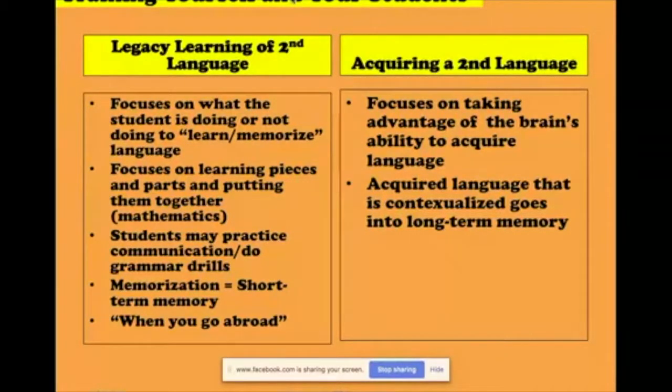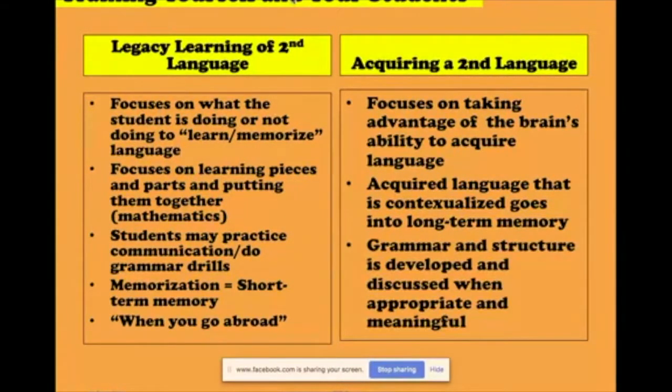Acquired language that is contextualized often goes into long-term memory. Again, I can't just be teaching my students to learn something and forget it, because it's not helping their overall proficiency. So what can I do for long-term memory? And with acquisition, grammar and structure are developed and discussed when appropriate and meaningful. I am not going to say that in my acquisition-driven classroom there is no grammar and structure. It is always embedded, but I talk about it when it's appropriate and meaningful to students.